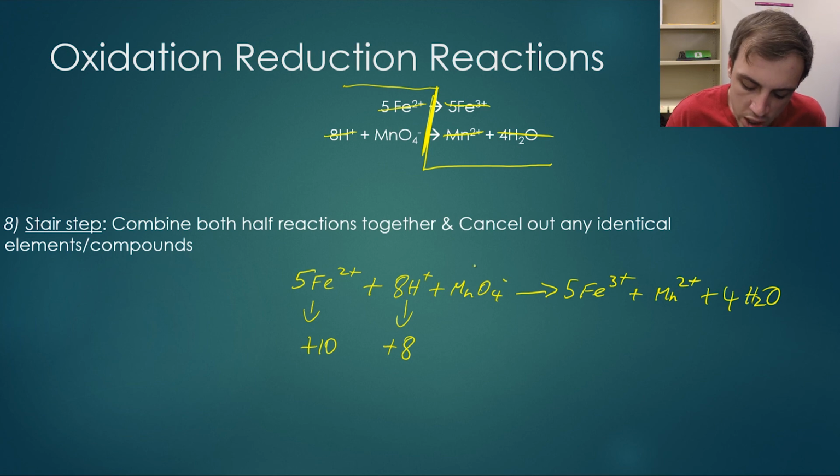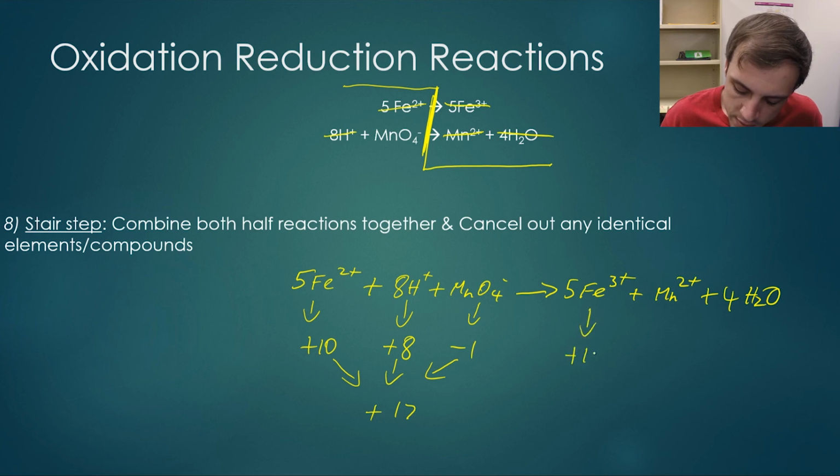And MnO4-, so we want the charge of the overall compound, which is -1, which means our total charge for our reactants is +17. Now we have a look at 5Fe3+. So 5 times 3 is +15. Mn2+, we only have 1 lot of manganese. So that is +2. And we have 4H2O. Now, water is neutral. It is always neutral, and it will be nothing but neutral. So again, 15 plus 2 is 17.